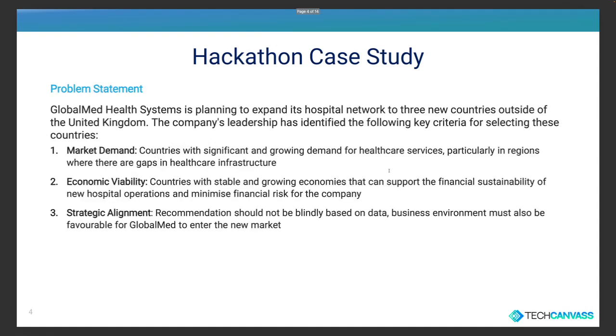The next question becomes, how do we decide which countries are actually suitable? The leadership team defined 3 major decision criteria. First is market demand. In simple terms, are there enough people who actually need healthcare services? Countries with growing population, aging demographics, or gaps in healthcare infrastructure may represent stronger opportunities.